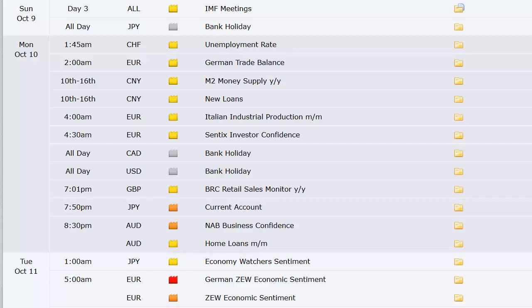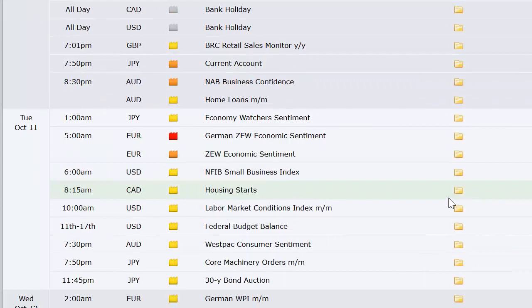Here's a look at the data coming out this week. Japan's on bank holiday to start the week. Unemployment rate out of Switzerland, German trade balance, M2 money supply out of China, new loans out of China. Italian industrial production, the Sentix investor confidence number, and then, like I said, U.S. and Canada on bank holiday, so no Forex calls. That's weird, though. It's like it's an optional deal. Some of the banks can be open if they want.